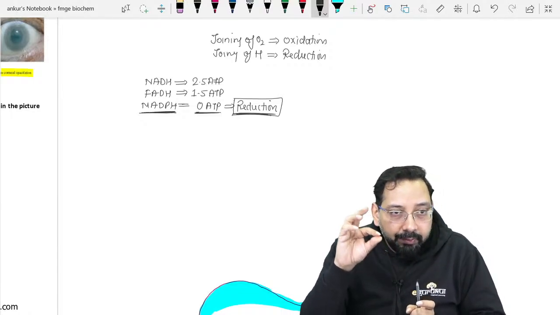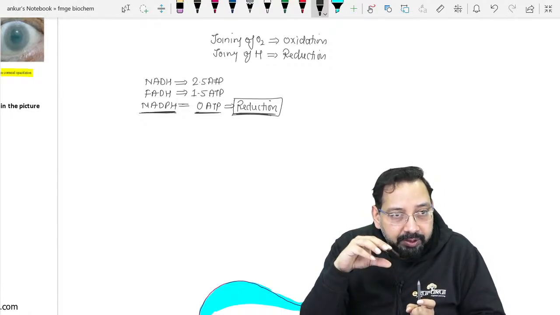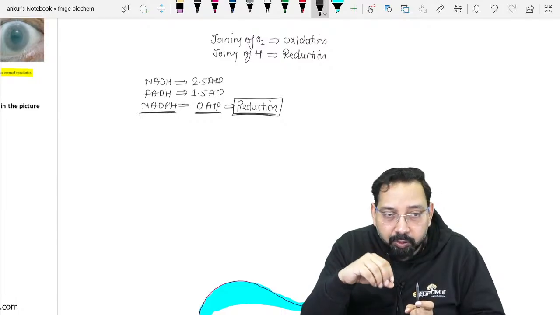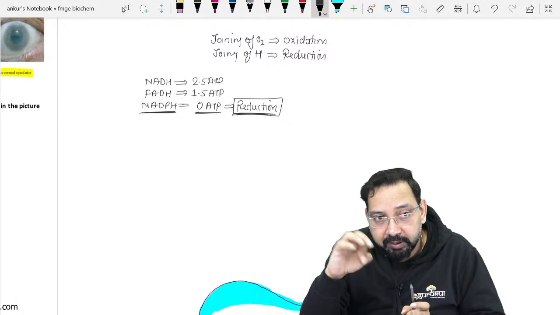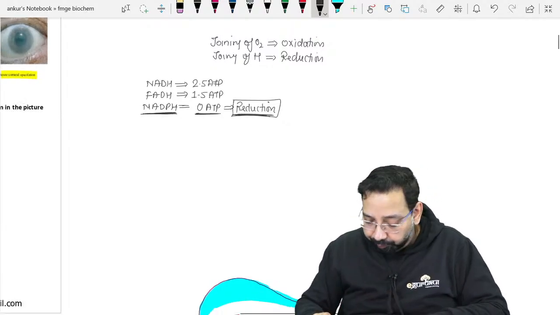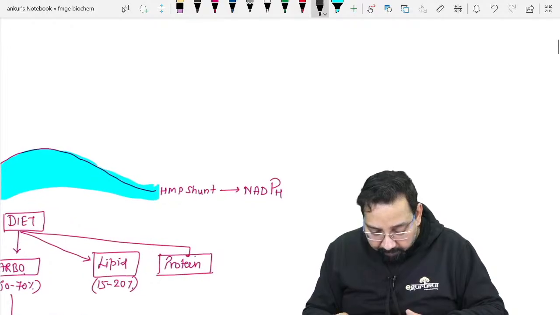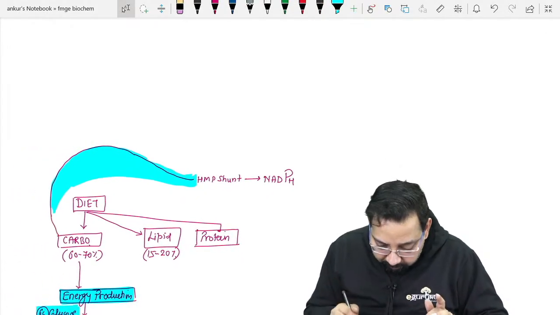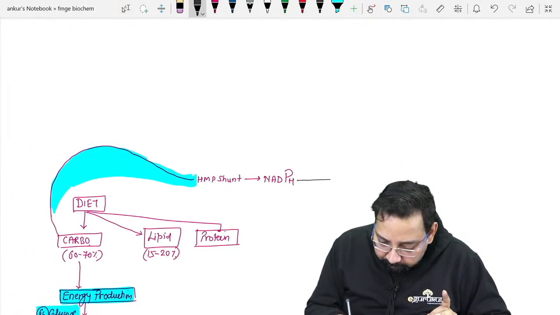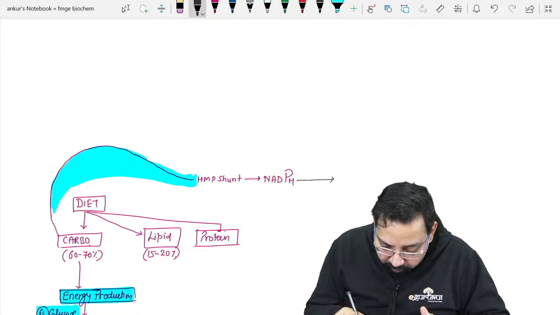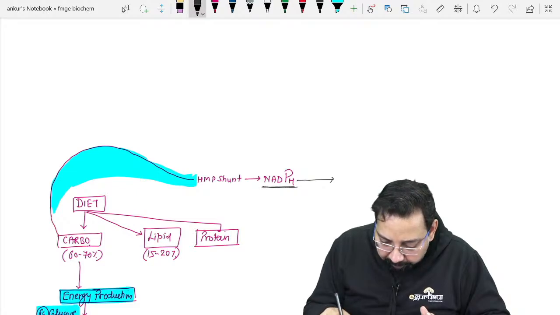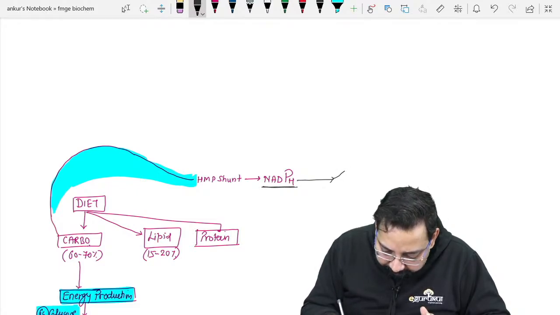Trust me, whatever I am telling you, these are generalized statements. I will use them in multiple questions, so we will solve many questions by these concepts only, okay. So NADPH is required for reduction. Wherever we want reduction, we use NADPH. Question is asked, where is NADPH used? NADPH is used in fatty acid synthesis.